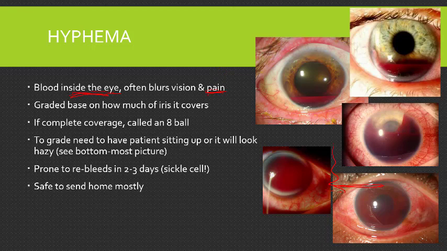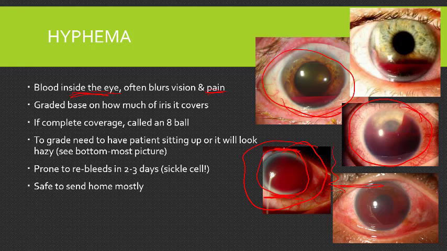And there's different kinds of grades of hyphema. You can see that this hyphema is significantly worse than this hyphema, okay? Because it's covering more of the iris and the visual area. It is something that you have to worry about if somebody has what's called an eight ball. And you can see an eight ball here. An eight ball is something where their eye is completely covered by blood. They're not able to see out of this eye in any way, shape, or form.